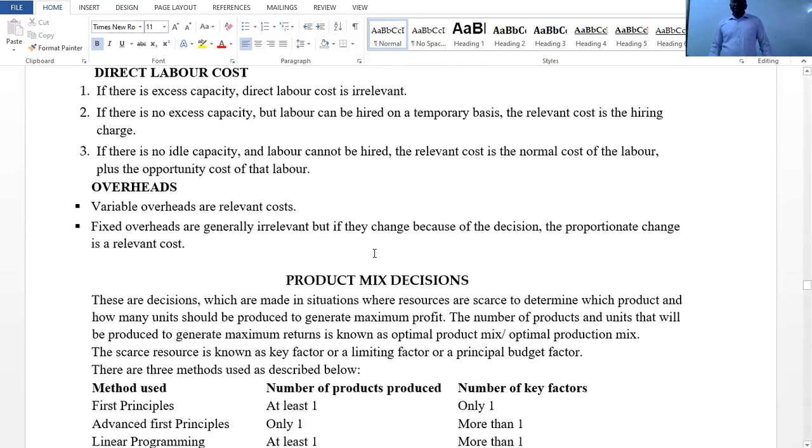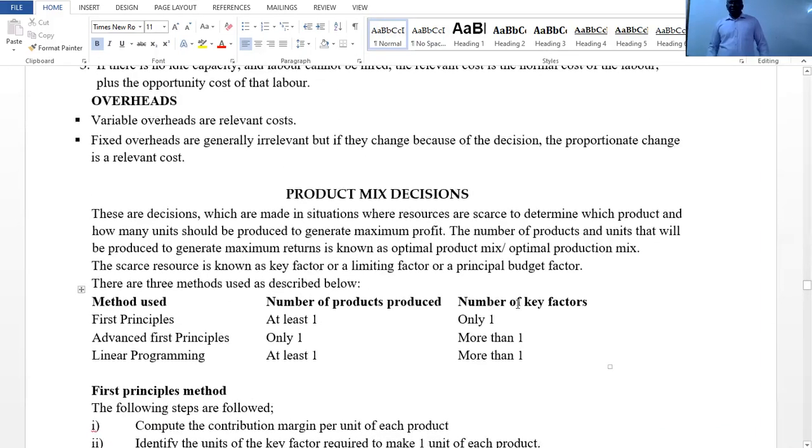Now, these are decisions which are made in situations where resources are scarce to determine which product and how many units should be produced to generate maximum profit. The number of products and the units that will be produced to generate maximum returns is called optimal product mix or optimal production mix. Now, the scarce resource or resources are known as key factors, limiting factor or principal budget factors. It has three names. You can call it key factor, you can call it a limiting factor, you can call it a principal budget factor.